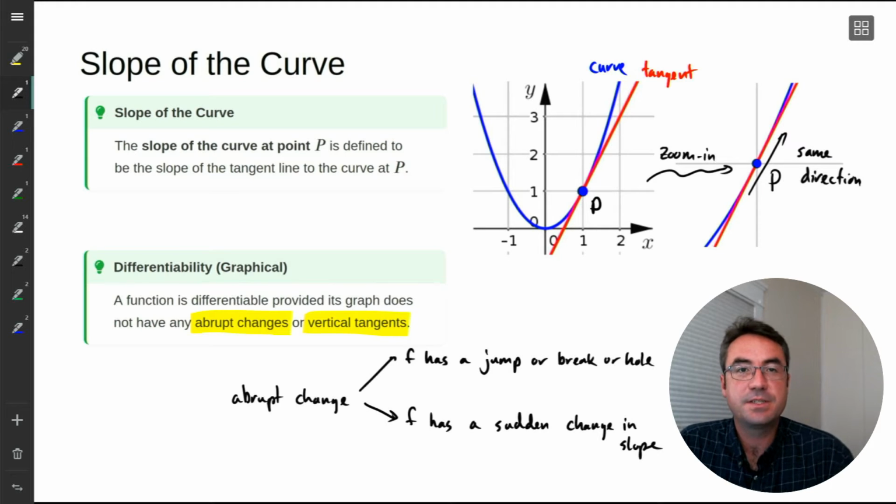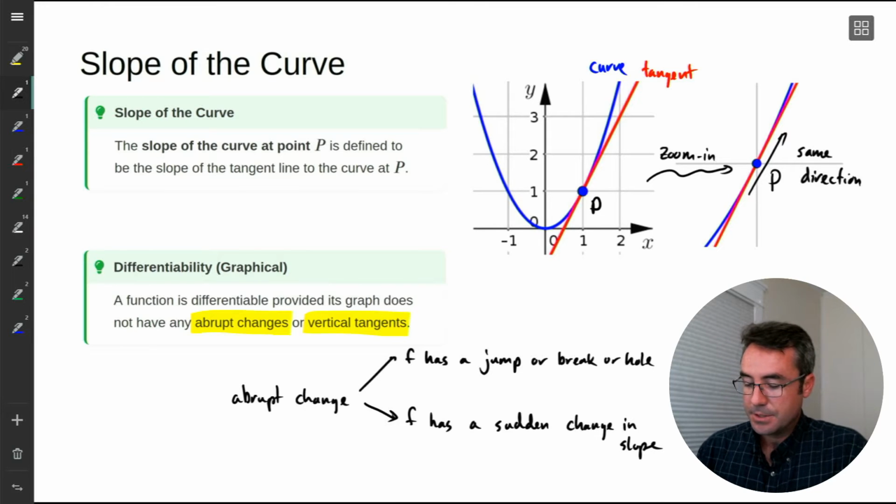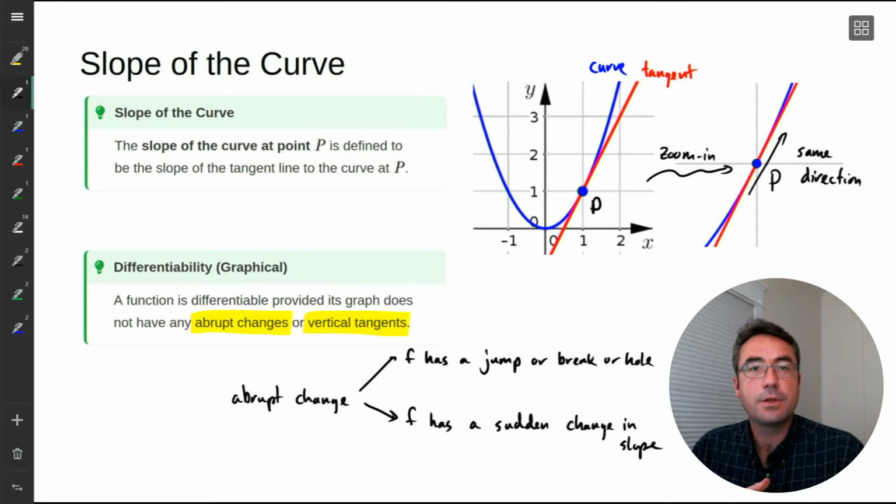So if there's a very sudden change, a very drastic change in the slope of our curve, well then we might have a place there where it's non-differentiable. And another way to think of it is for a differentiable function, zooming in on a point, the curve should look like a line. And that's kind of what we're seeing here. So this function is differentiable at x equals 1 because when we zoom in on that point, it looks like a line.